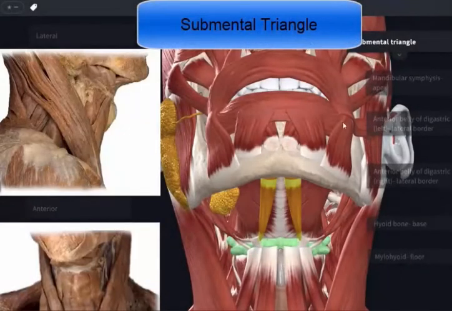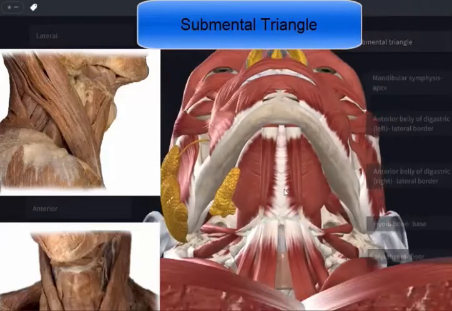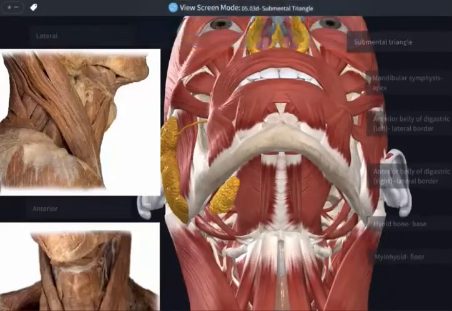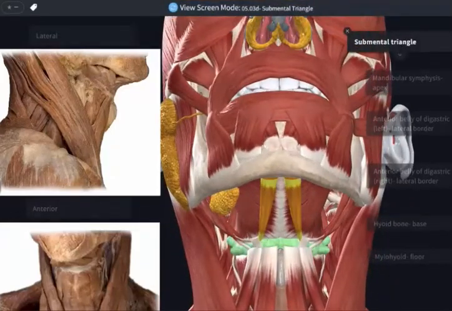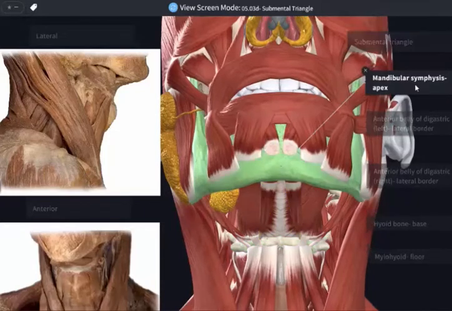So next up is our submental triangle. This is the only unpaired triangle we actually have, and this one will cross the midline of the neck. There's not really very much in the triangle. There might be some submental lymph nodes, but other than that, we don't encounter a lot of really high yield material in here. You can see here's the apex of the triangle, which is the mandibular symphysis.